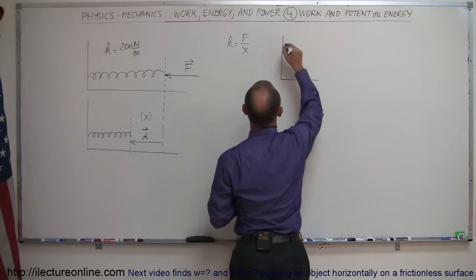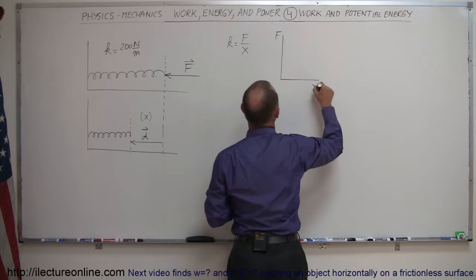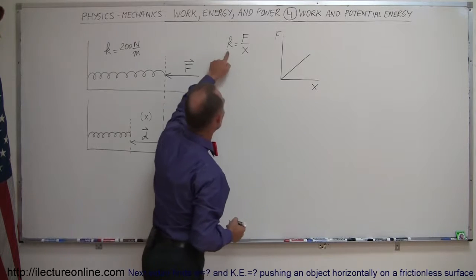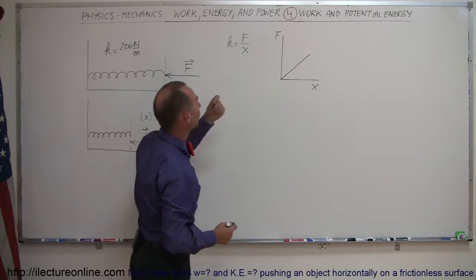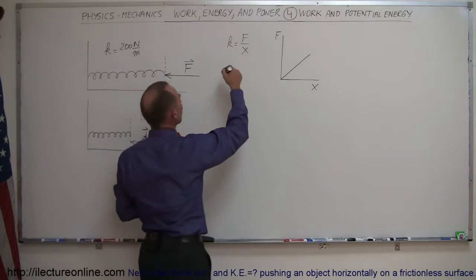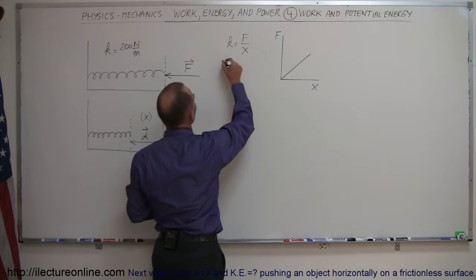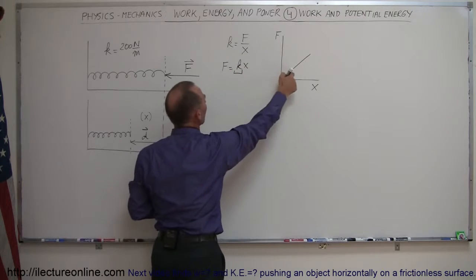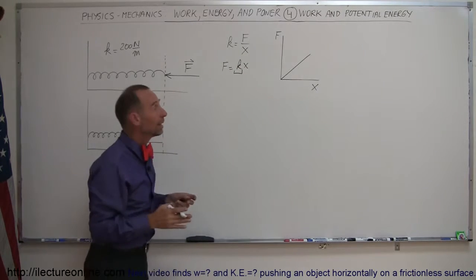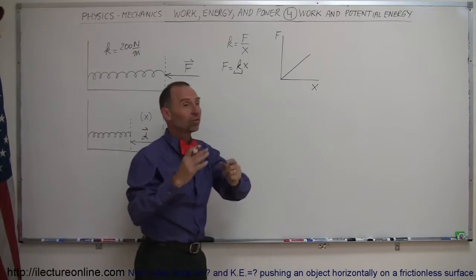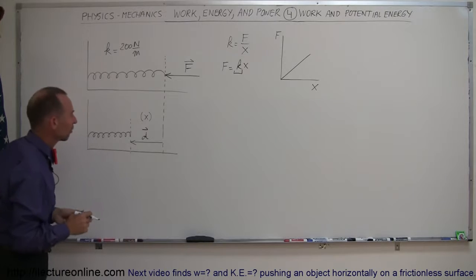If we think about it in terms of F versus x, you can see that it's a linear relationship. That linear relationship is k, which represents the slope of that line. If you rearrange the equation, you could write this as F equals kx. So k becomes the slope of that line, and it shows that the force is not constant. It increases as the spring is compressed a greater and greater distance.